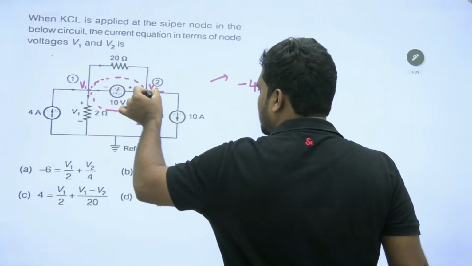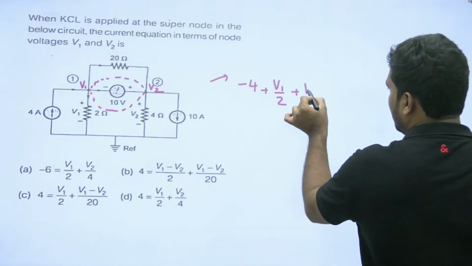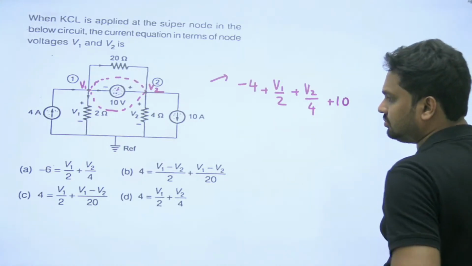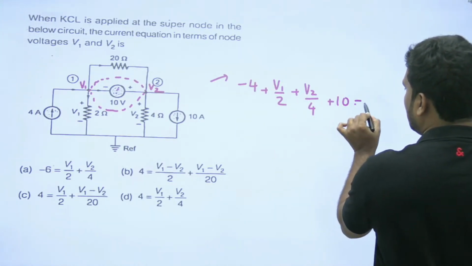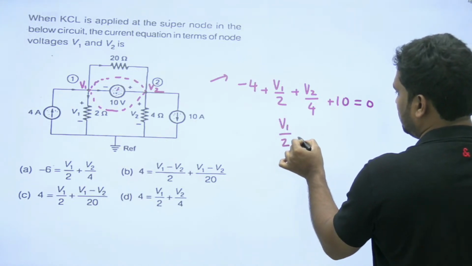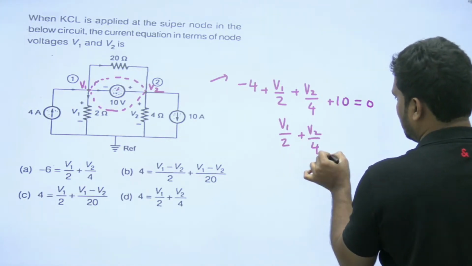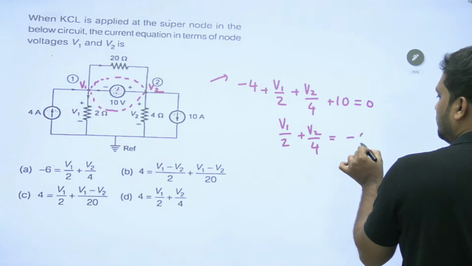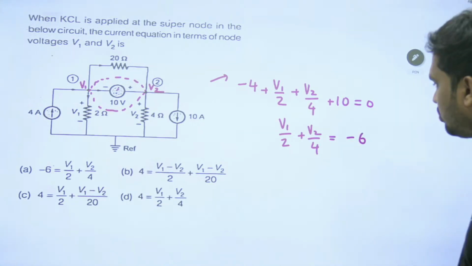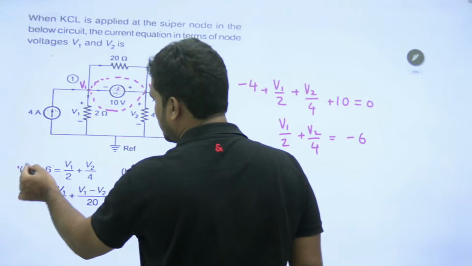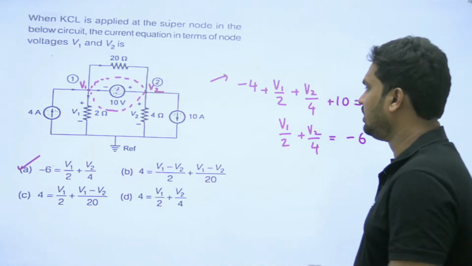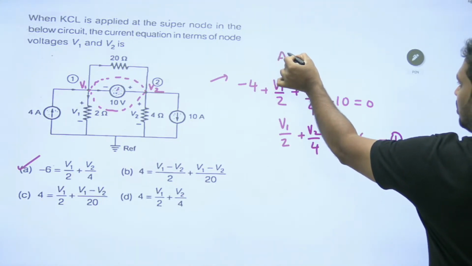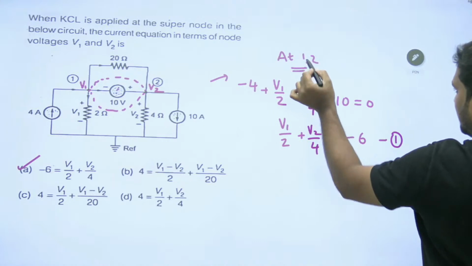What is the current entering the node? -4. Then V1 by 2. Don't touch this part. Come here. V2 by 4 and plus 10 equal to 0. So V1 by 2 plus V2 by 4 equal to -4, this will give you -6. So V1 by 2 plus V2 by 4 equal to -6. Option A is the right answer. Generally, this is how you write the supernode equation for both the nodes 1 and 2. We should write the equation combinedly.